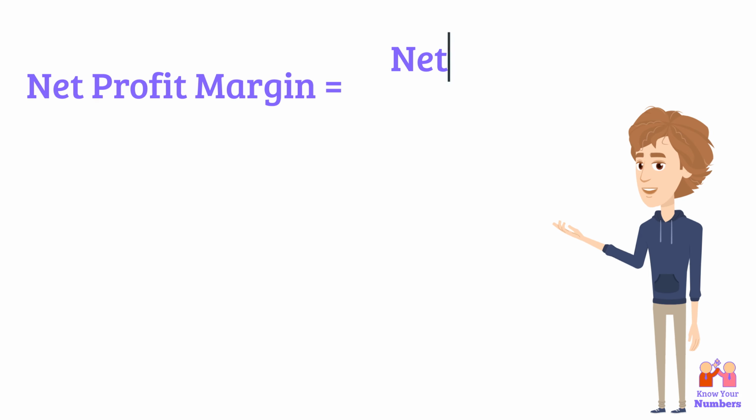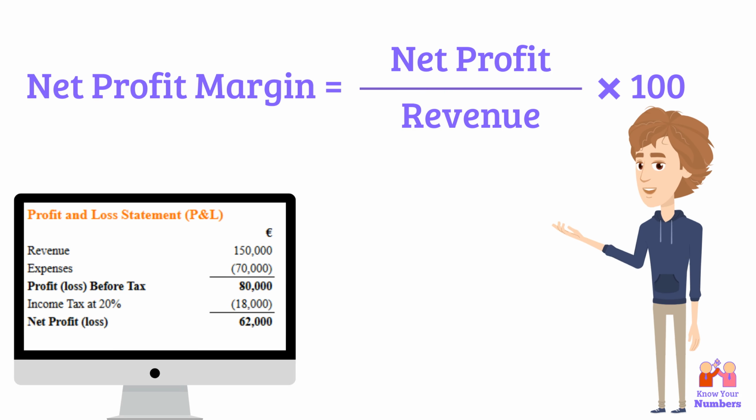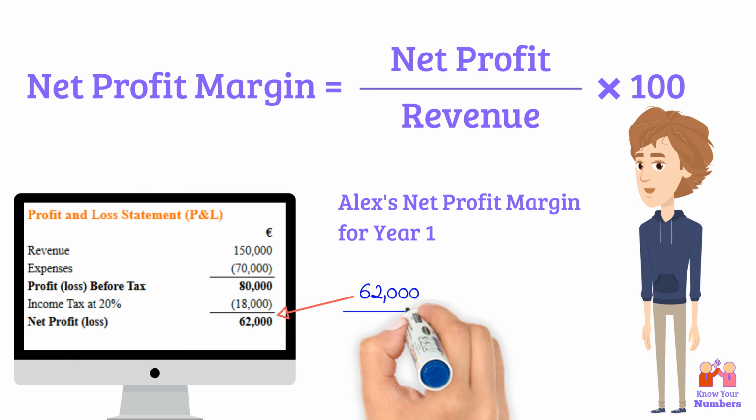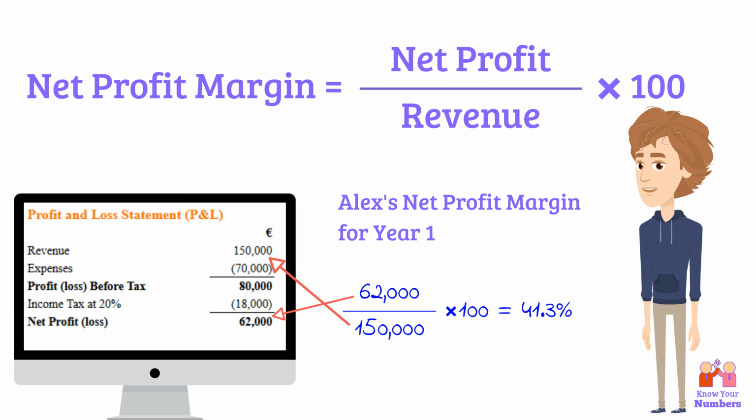Alright, time to crunch a quick number. I made 150,000 euros in total revenue this year, and after all my business expenses, I ended up with 62,000 euros in net profit. To calculate my net profit margin, I divide my profit by my revenue and multiply that by 100, and I get a net profit margin of 41.3%. That means for every euro I earned, I kept about 41 cents in actual profit. Not bad, right?